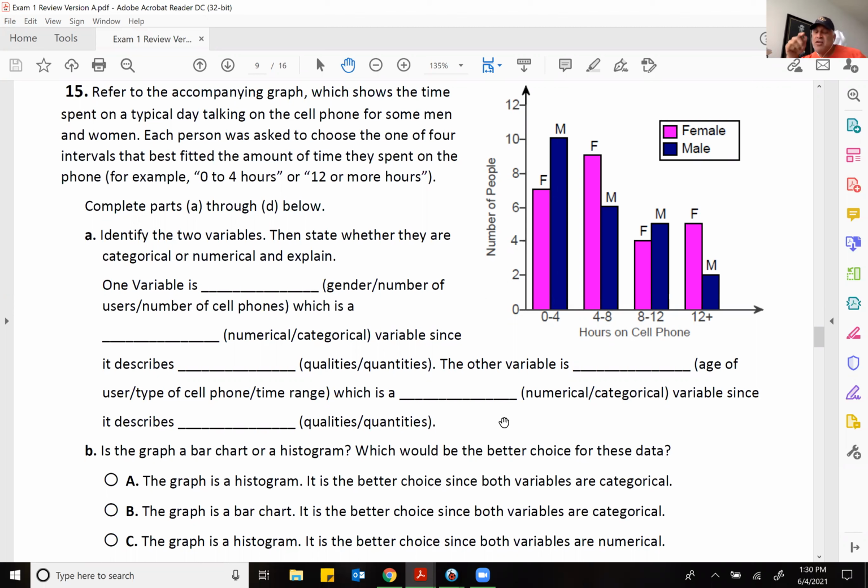So if it would have been 0, 1, 2, 3, 4, that would have made it numerical. If you actually know specifically how many hours they're on the phone, that's numerical, because you are telling me the exact amount. You are giving me the measurement. I'm not getting a measurement here. I'm getting a range. I am somewhere in here.